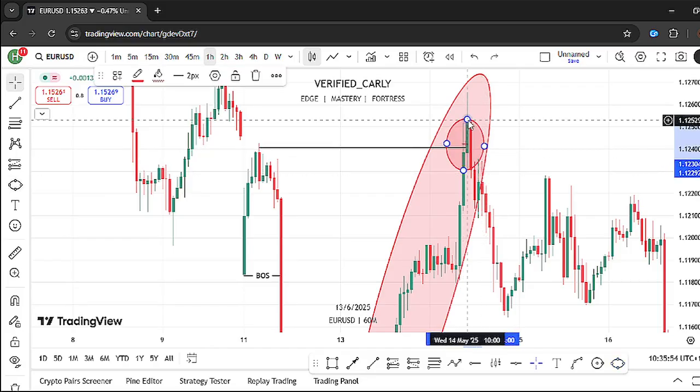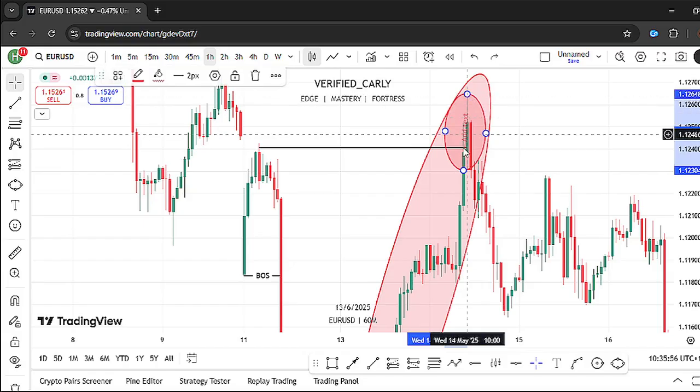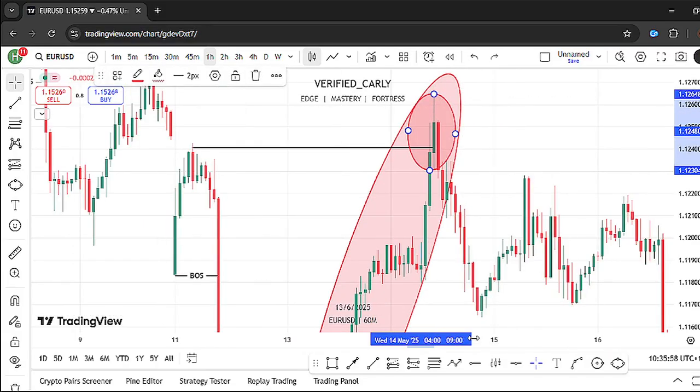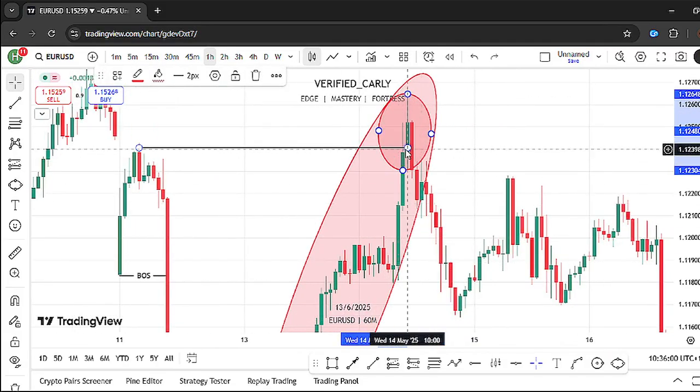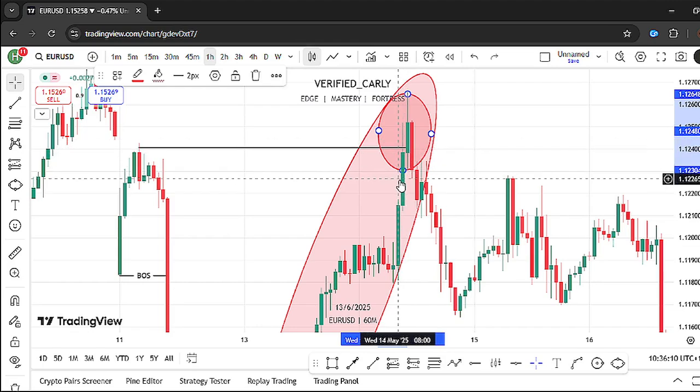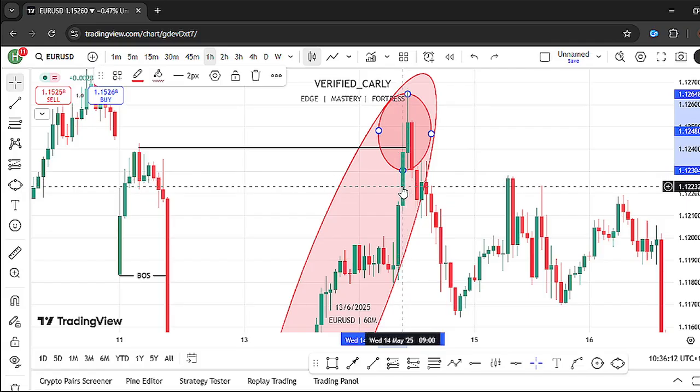You are seeing it, right? If you notice this candle here that led to this change of character, it breaks with a wick, but the next candle after it is longer than the previous one, right, that broke the structure. So this is a valid break of structure.